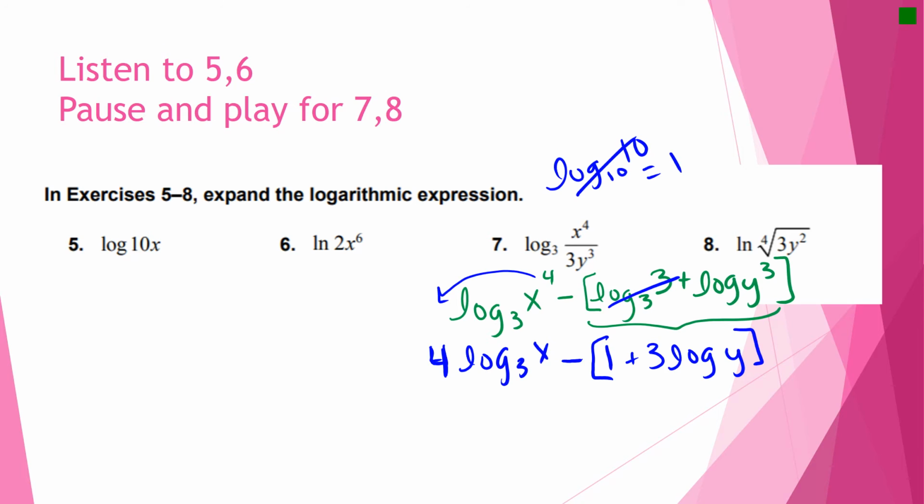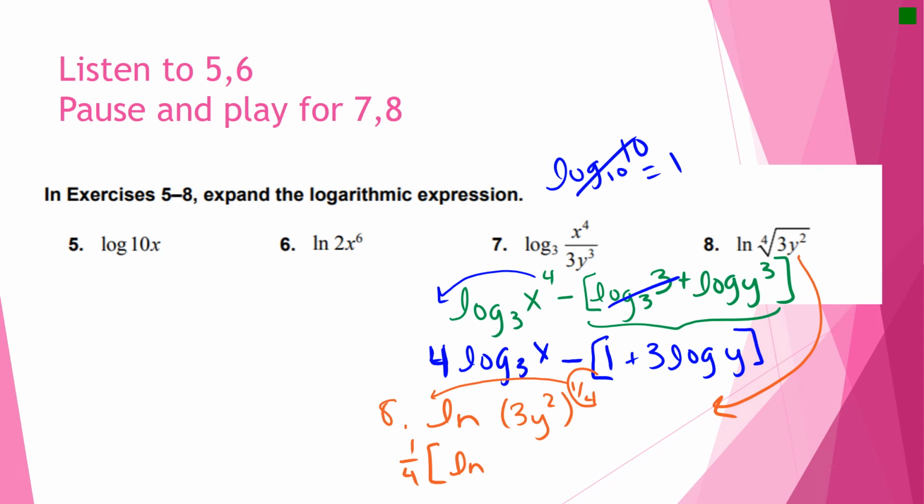Okay, now over here in 8, I'm going to do that one in orange down here at the bottom. So this is number 8. At first, I want you to look at it as 3y squared all to the 1/4, so that you see that this 1/4 has to go to the front of the entire problem. Okay, so it would be 1/4 in front, and that's natural log. Now you can start breaking the rest of it down.